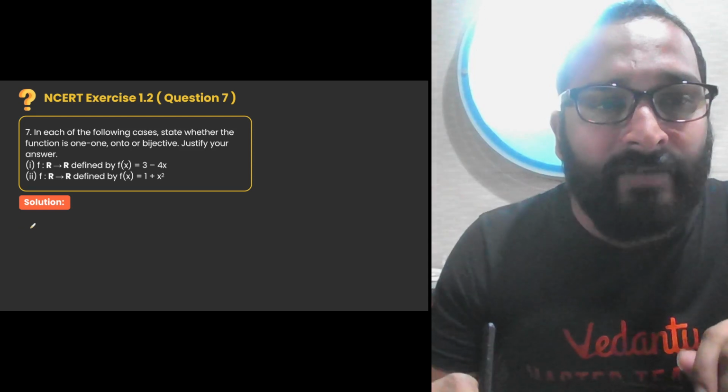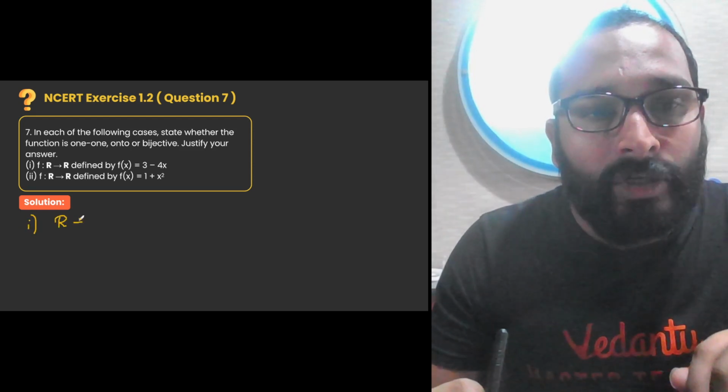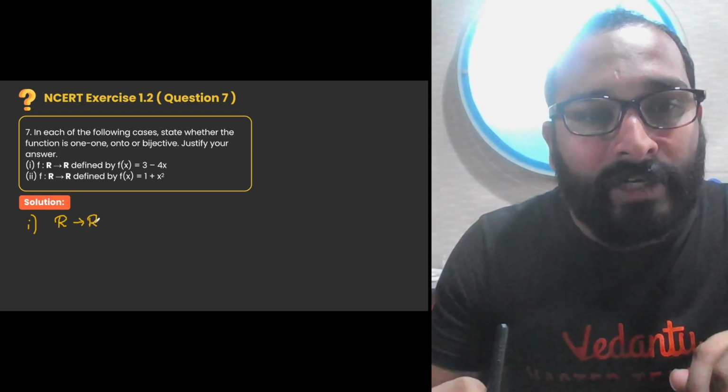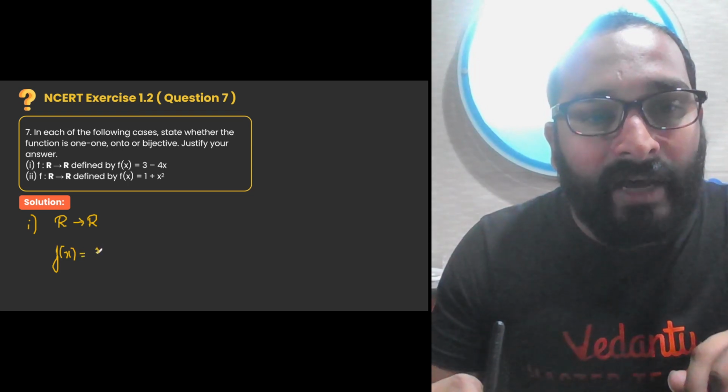Let us first take the first sub question, children. It is a function where the domain and codomain both belong to the set of real numbers, and f of x is given as 3 minus 4x. This is the given function.